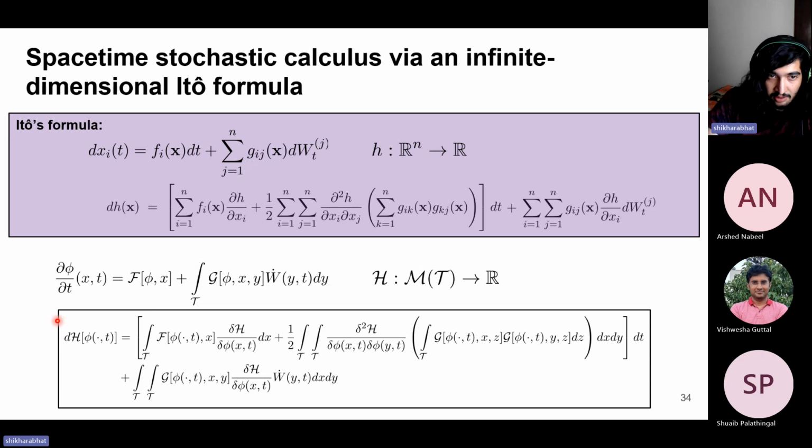And this is a suitable candidate for an Itô formula for SPDEs. Again, the caveat is that while we know this finite dimensional Itô formula very well, we can prove that it always holds for these sort of stochastic processes. For infinite dimensions, for SPDEs or infinite dimensional Brownian motions, it is a lot less clear when this formula holds.